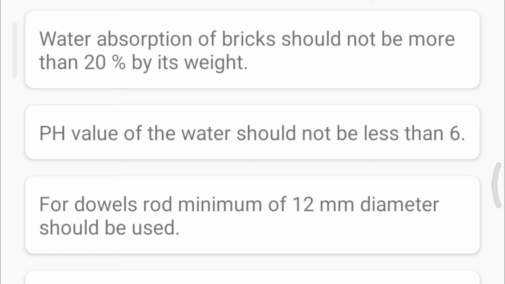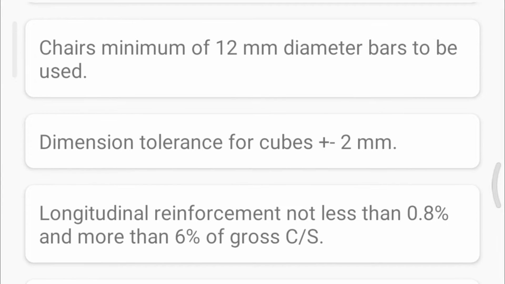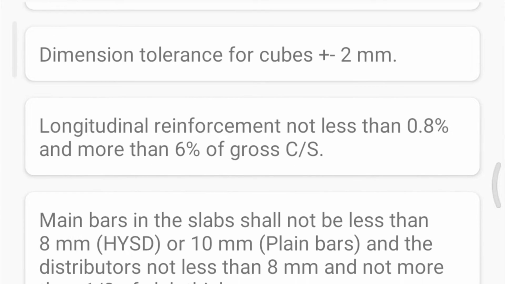For double rods, minimum of 12 mm diameter should be used. Then chairs, minimum of 12 mm diameter should be used. Dimension tolerance of cube is plus or minus 2 mm. Then longitudinal reinforcement not less than 0.8% and more than 6% of gross cross section.